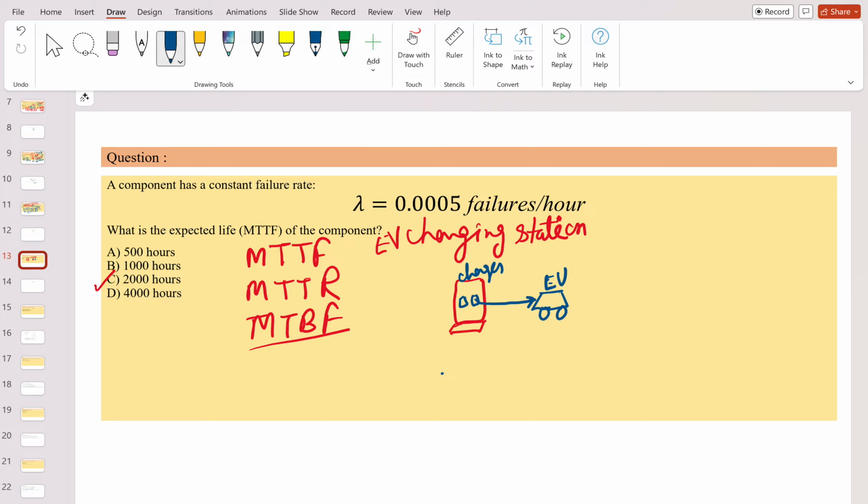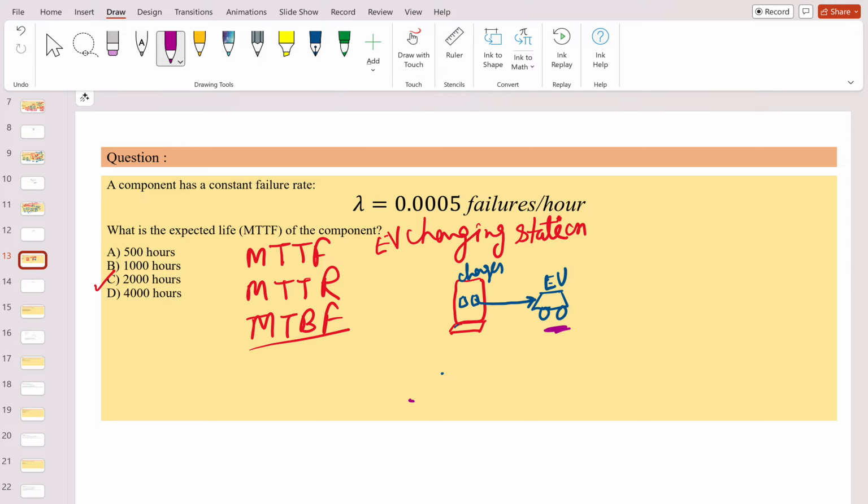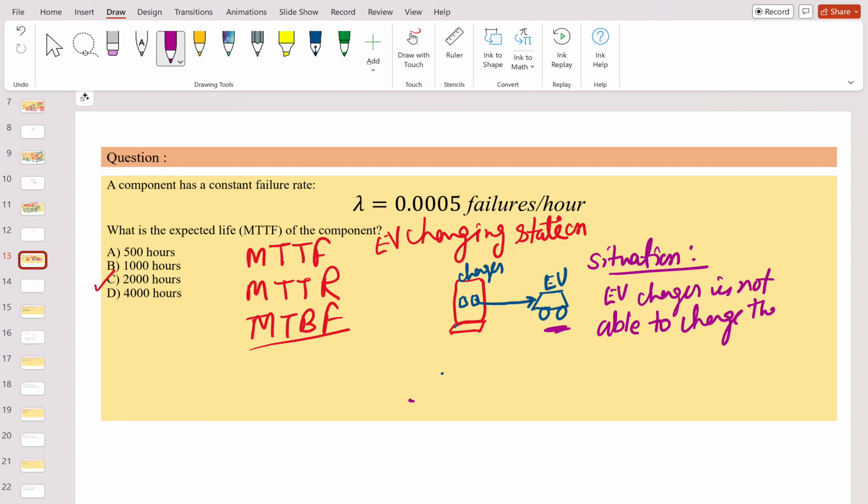Okay. So sometimes what happens is that this charger is not able to supply the power to this EV. Okay. So in the situation when the EV charger is not able to charge the EV, this is called a failure of the charger.